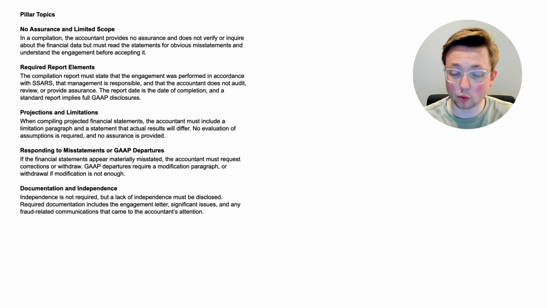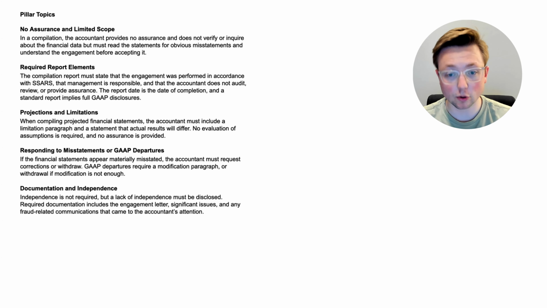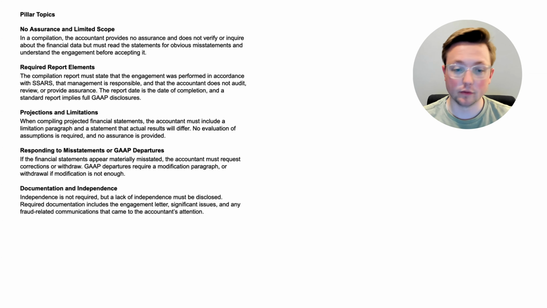Now let's talk about the required report elements. The compilation report must state that the engagement was performed in accordance with SSARS, that management is responsible, and that the accountant does not audit, review, or provide assurance. The report date is the date of completion, and a standard report implies full GAAP disclosures. Again, this is implied. You can just assume that it has full GAAP disclosures unless the accountant decides to point out a departure from GAAP.